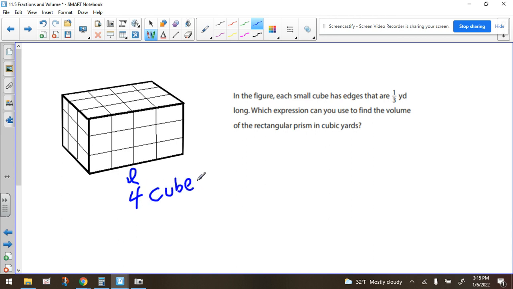But remember, we have to go back and say to ourselves that each cube has an edge length of 1/3. So we're going to learn a couple different strategies on how you can approach that. But I'm going to write that down. So we have 4. Going back this way, it's 3 cubes.